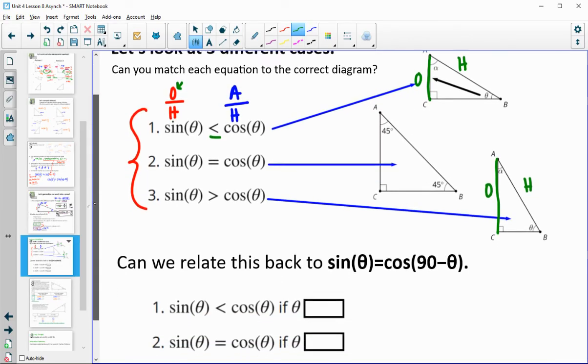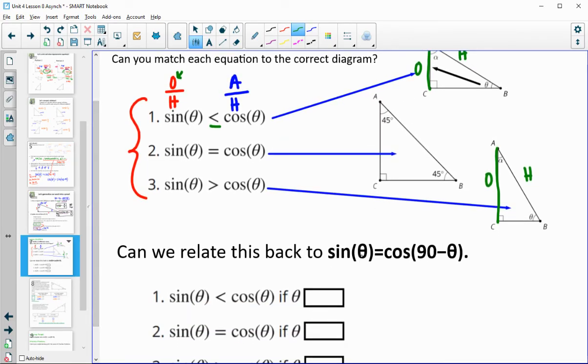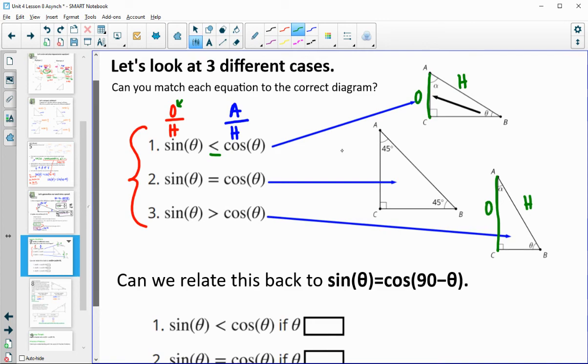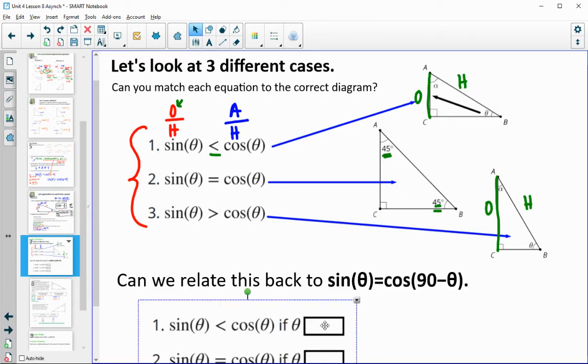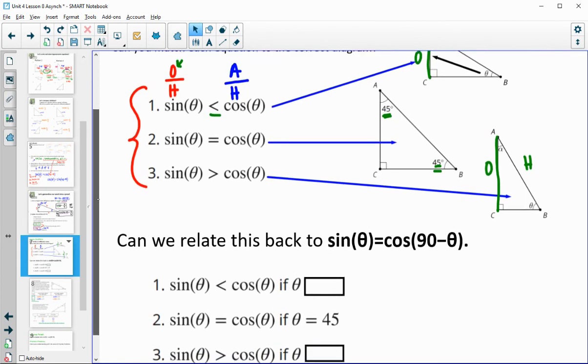If we relate that back to what we just talked about, where we know that sine and cosine of complements are the same, what kind of angle measures would produce this? What will produce them being equal, because the legs would have to be equal. So these complements would have to be the same angle. So 90 divided by 2, so 45. If theta is exactly 45, then the sine and cosine will be the same.